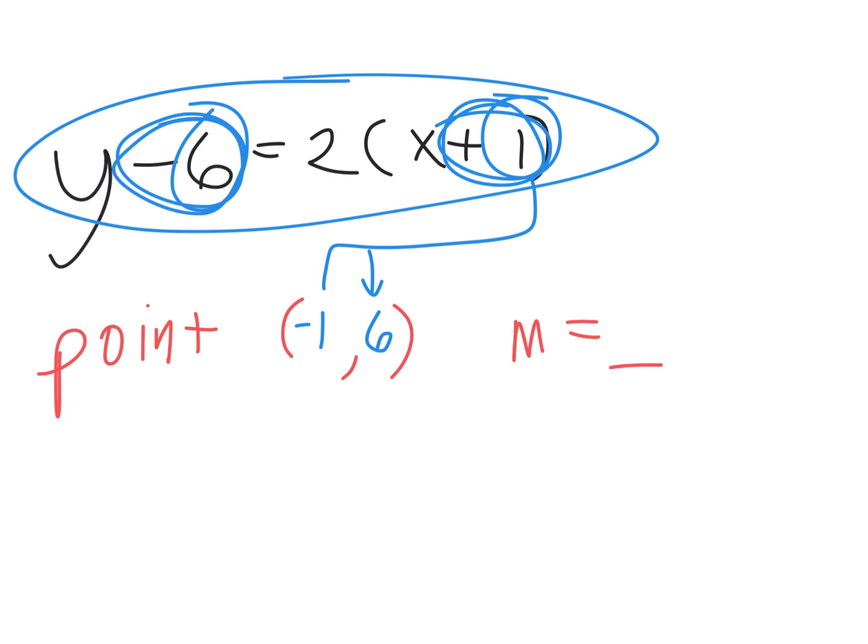There you go, negative 1 comma 6. Raise your hand if you had that one right. Good, you've learned a really, really critical point there. Then the slope is 2. It's all it is, that number, super easy.